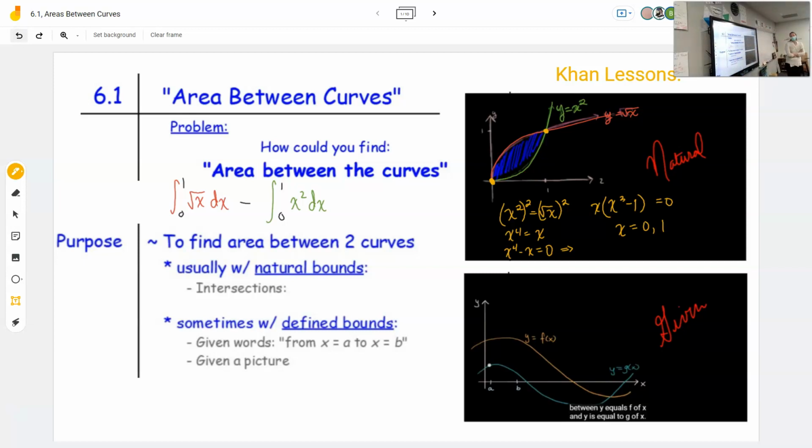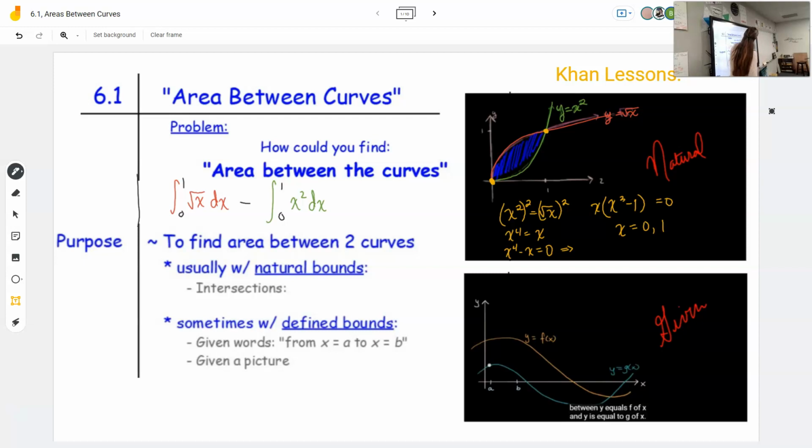Isn't that just FTC? Well, it's putting two FTCs together. Does that make sense? That was a little intense, but we're good. I'm taking one curve and saying, let's go underneath that, and I'm taking another curve and saying, let's go underneath that, and let's subtract the two.